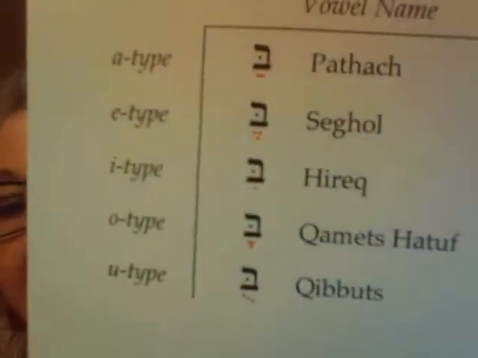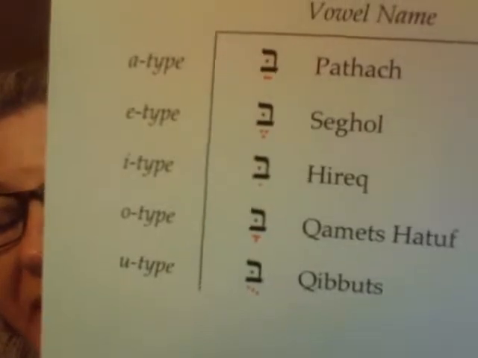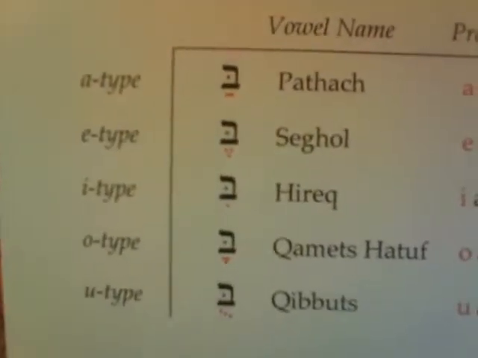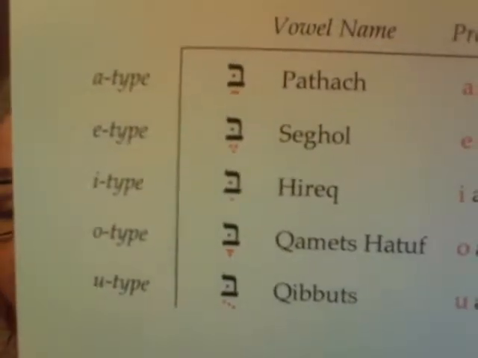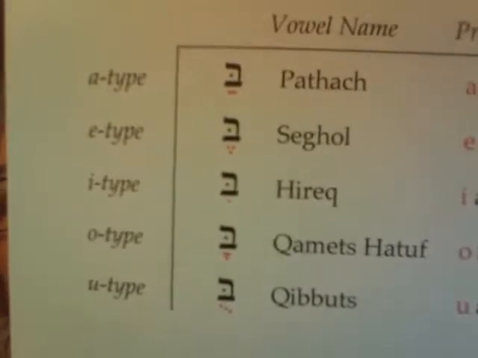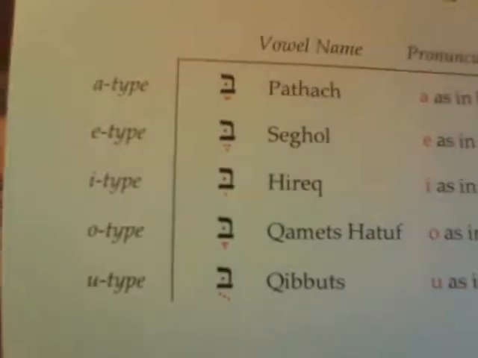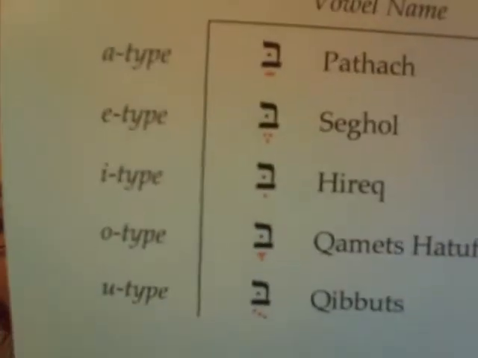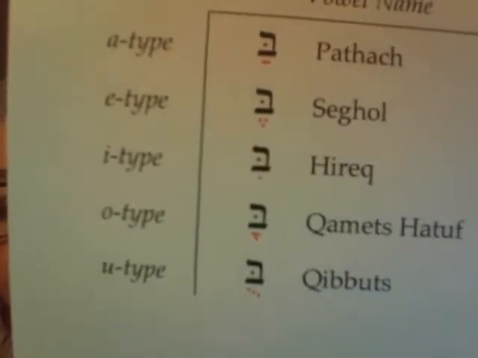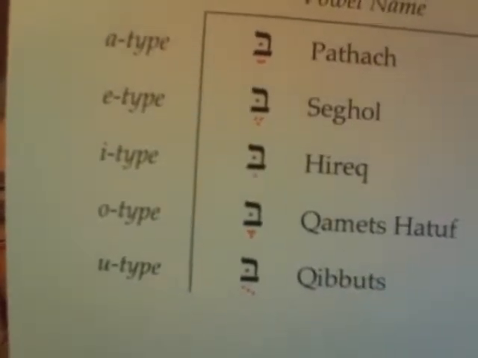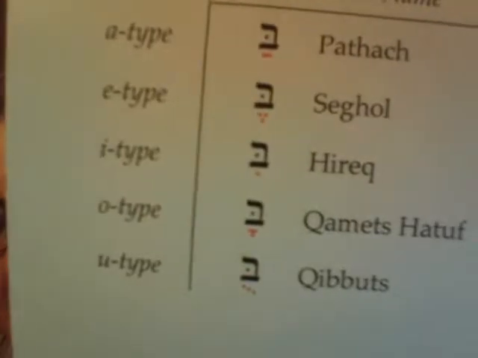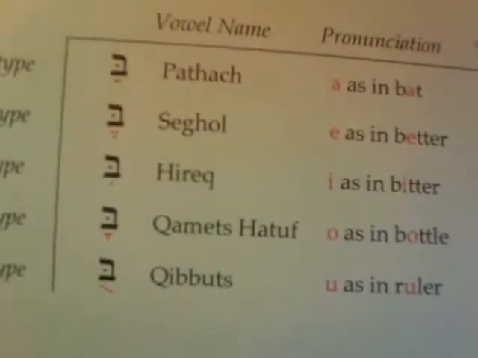Then you have another qamets. This is called a qamets hatuf. You'll learn the rules about how to tell the difference between a qamets and a qamets hatuf as we go along. But the qamets hatuf is an O type, and it makes an O as in bottle. And then there's the qibbuts. The qibbuts is three dots at an angle, and the qibbuts is the U type, and it makes the U sound as in ruler.